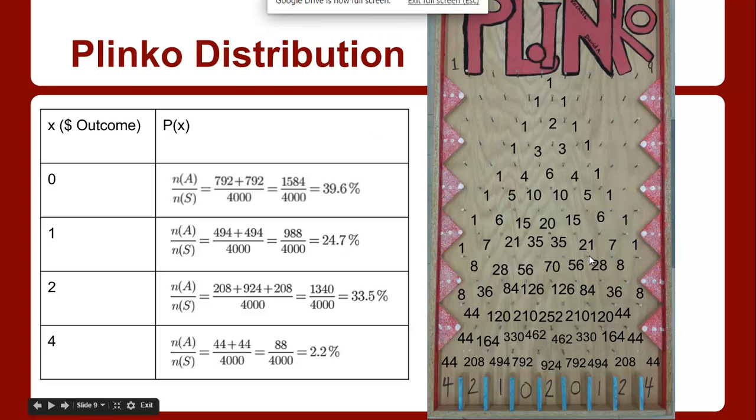Again, we get to play this as a class, and the winner got a chocolate bar. They dropped it twice, and I think somebody got the 4 and the 2, so they obviously did really well. The probability of getting 4 is only 2.2%.